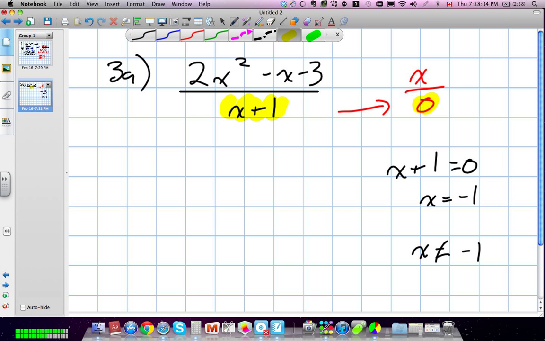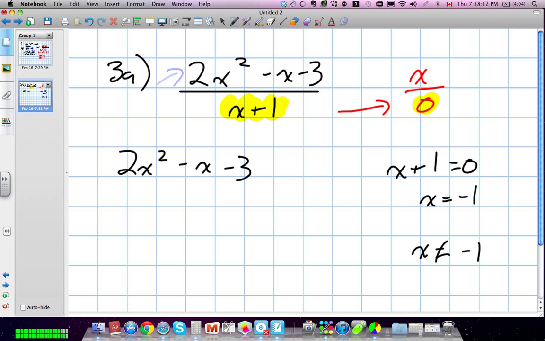So we take that. A lot of times they'll want you to simplify. So this will be part of simplifying it. We find the factors of this. Same idea as when we do factoring. So find the factors of our first term, which would be 2x and 1x. Factors of 3 are 1 and 3. What do they have to add up to? They have to add to negative 1.